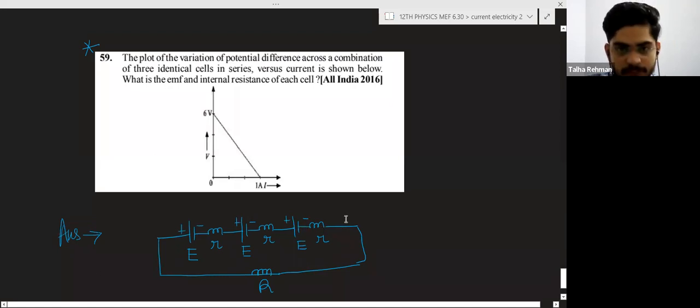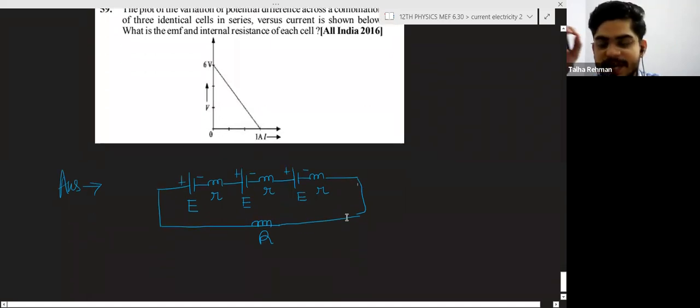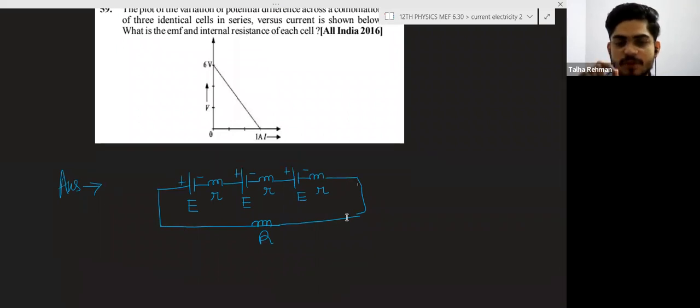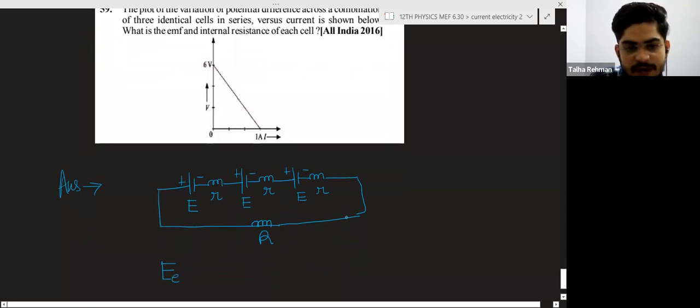So now, can anyone tell me what is the equivalent EMF of this circuit? What is the equivalent EMF of this circuit, Matthew?